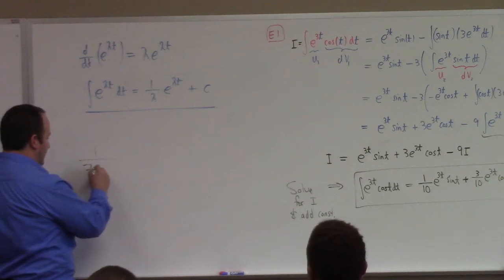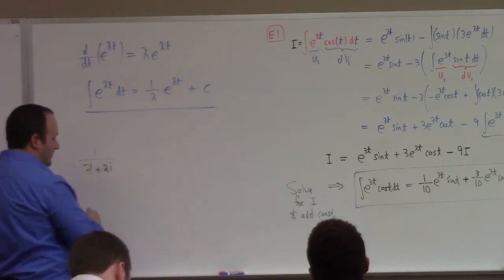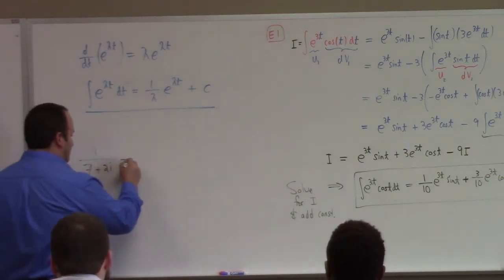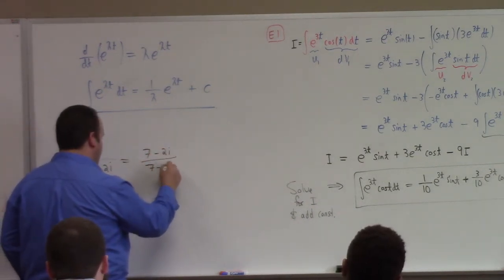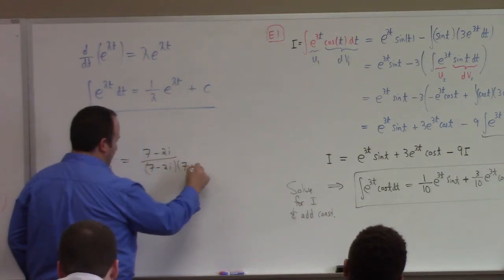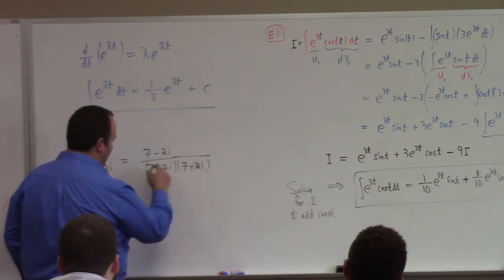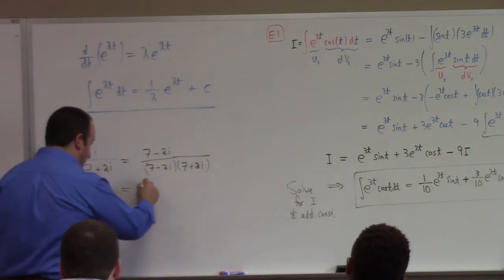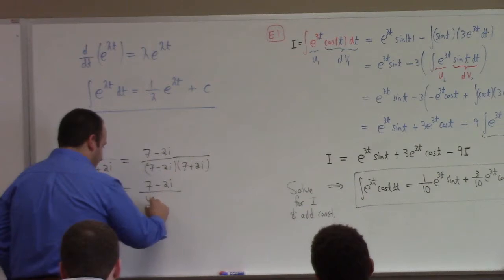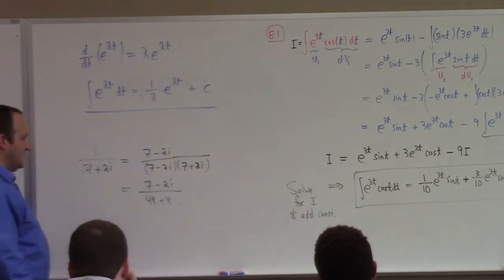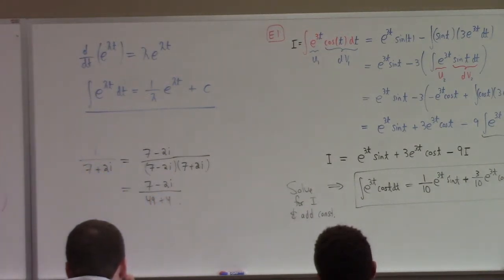If I have 1 over 7 plus 2i, how do I put it in Cartesian form? I do 7 minus 2i over 7 minus 2i times 7 plus 2i. This is how we put a reciprocal complex number into Cartesian form. We multiply by the conjugate over the conjugate. Basically, that was the non-obvious trick that I had to use to bring the i out of the denominator up into the numerator in order to pick off imaginary and real parts. Okay, let me shut up.